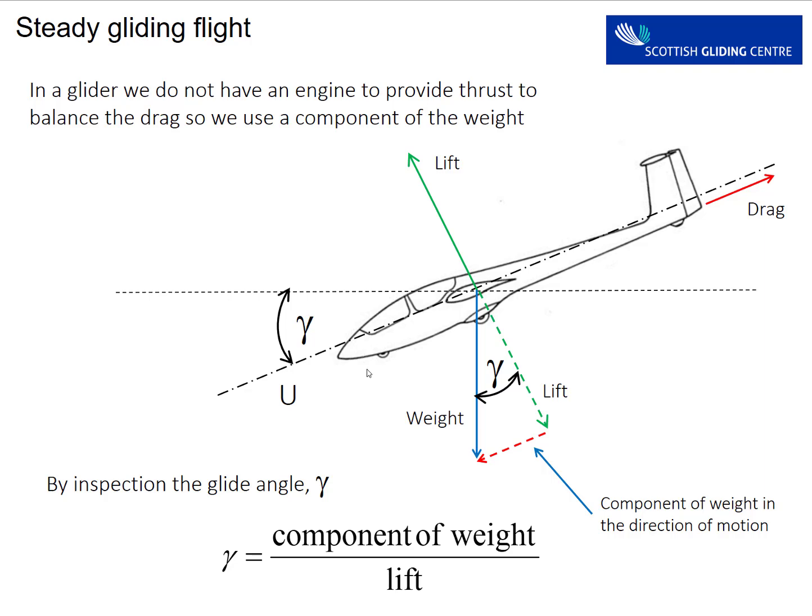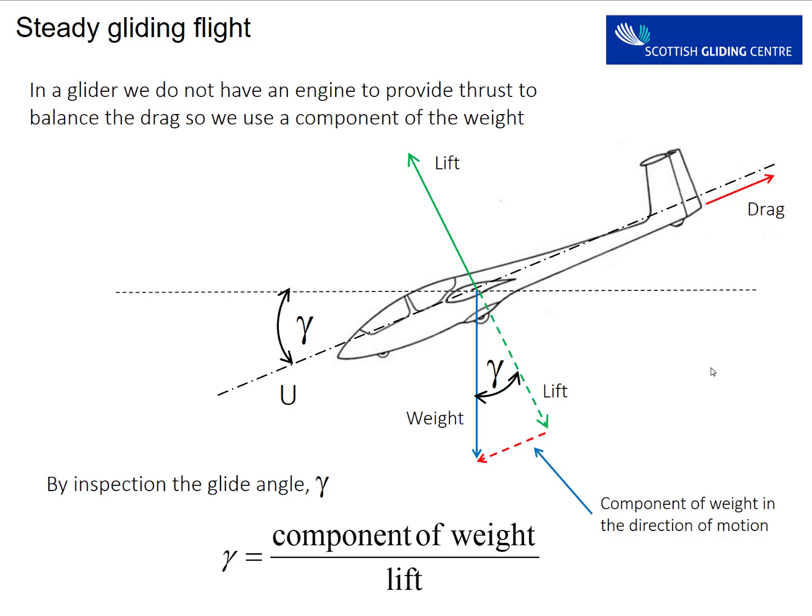In a glider we're always descending, and we're descending at a glide angle given here by the symbol gamma. Now because we're descending at an angle to the horizontal, we have a component of our weight acting in the direction of flight. That component of the weight in the direction of flight balances the drag force, and if we're flying in steady gliding flight, the speed is constant, then we're at an angle such that the component of our weight equals the drag being generated by the airframe.